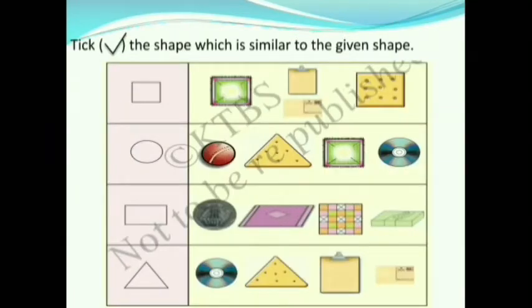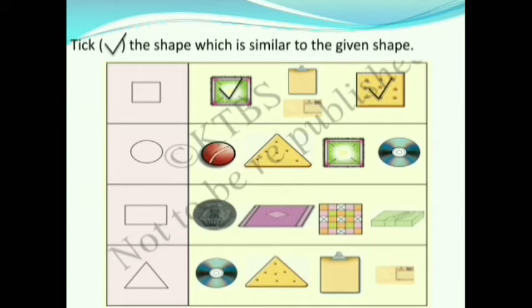Tick the shape which is similar to the given shape. Children, now we should tick the object which looks like the shape on the left side. First we have a square. In a square, the four sides should be equal. Which objects look like a square? The carom board and biscuit look like a square. So we will tick carom board and biscuit.